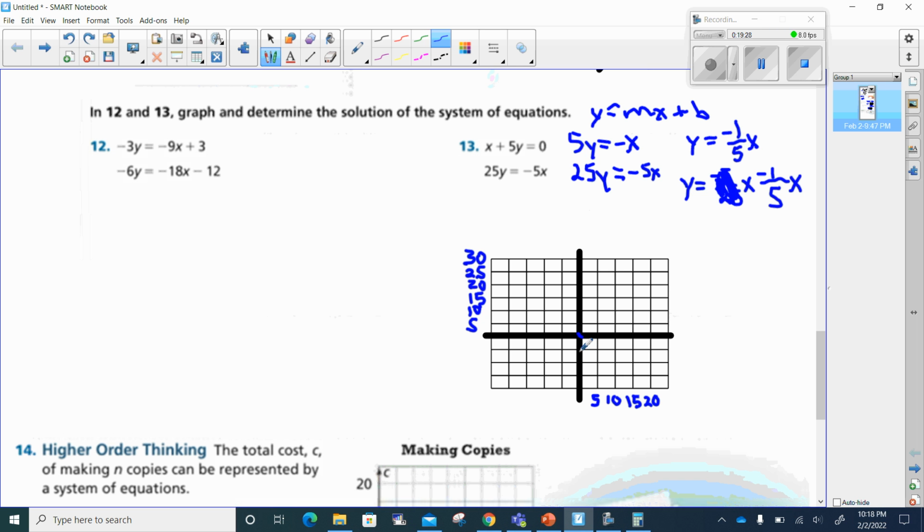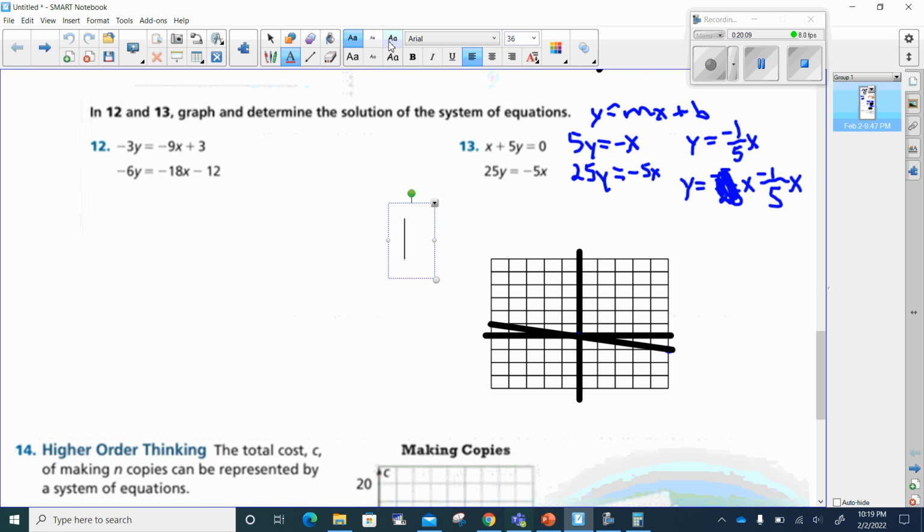And then go over 5. Actually, going down 1, I'm going to have to redo this. I thought I'd be able to go by 5s, but it looks like I'm going to have to keep it at 1s. And this would be going down 1 and over 5. 1, 2, 3, 4, 5. And that means I'd be going 1, 2, 3, 4, 5 here. And this line, since it's negative, is going to run from here through here. And since they're both the same, it's an infinite amount of solutions. Determine the solution: infinitely many solutions.